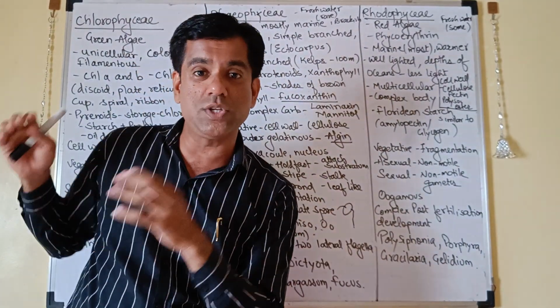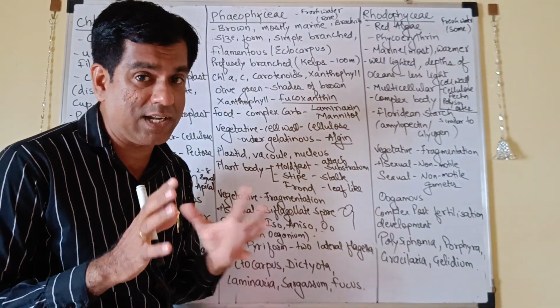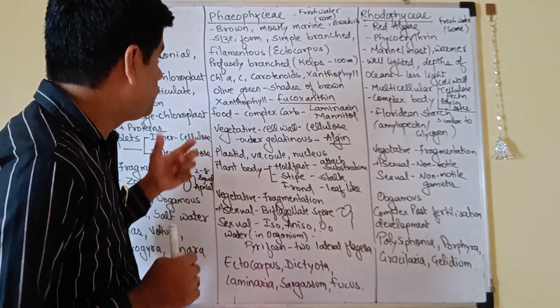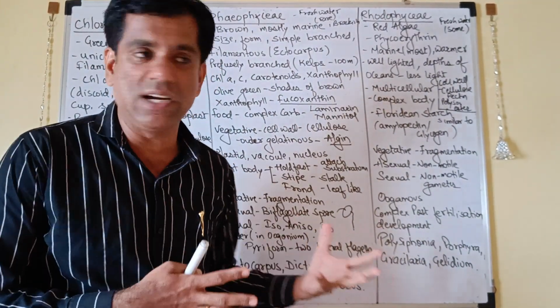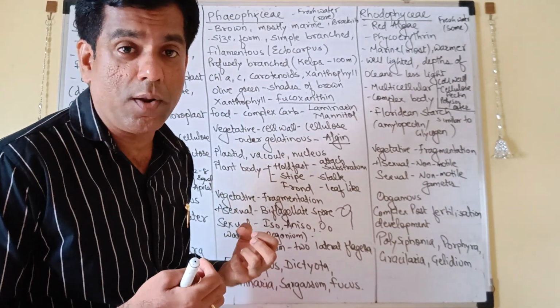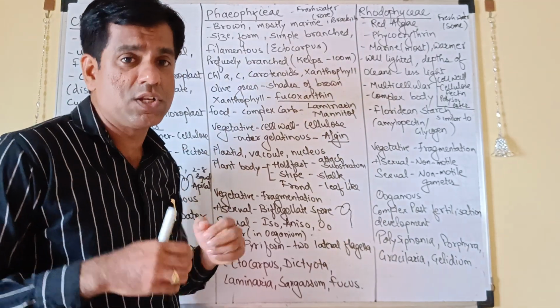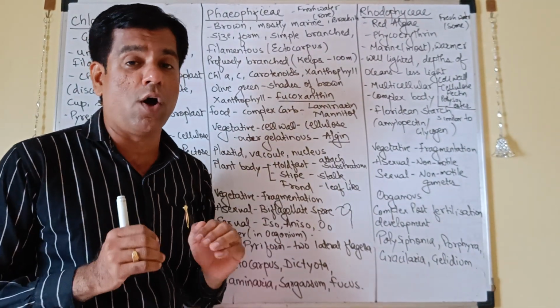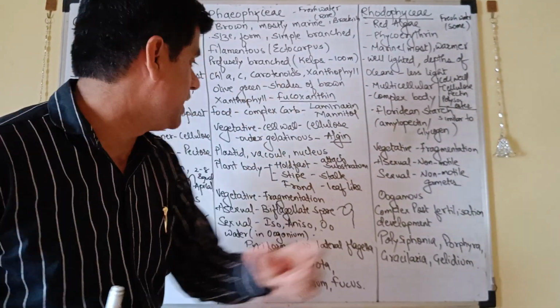Remember, in green algae it was A and B. Here it is A and C and fucoxanthin, giving it the brown color. So the food is stored in the form of complex carbohydrates. In green it was starch. Here it is laminarin or mannitol. So laminarin starch. The vegetative cell has a cell wall made of cellulose with an outer gelatinous covering of algin. So remember, brown algae are popular for this algin.